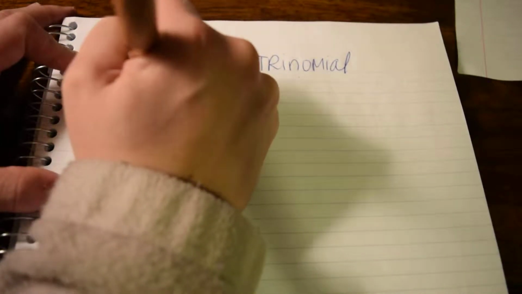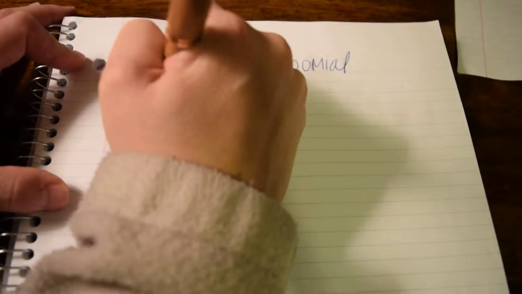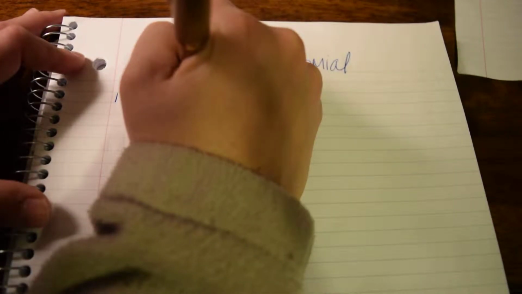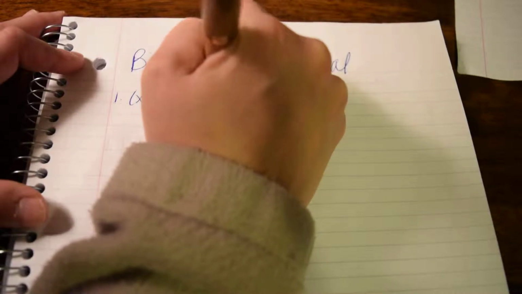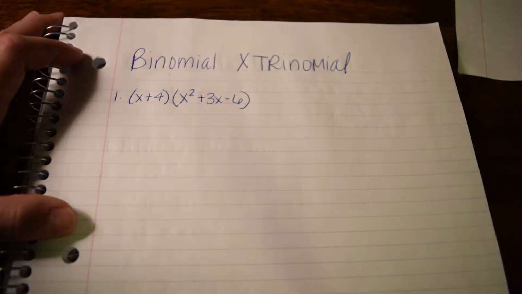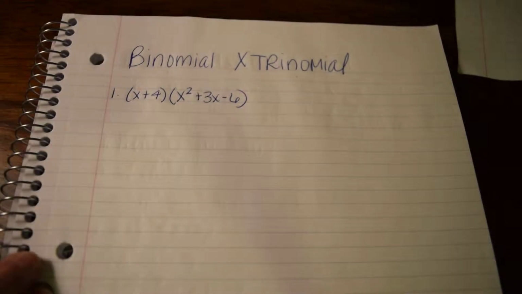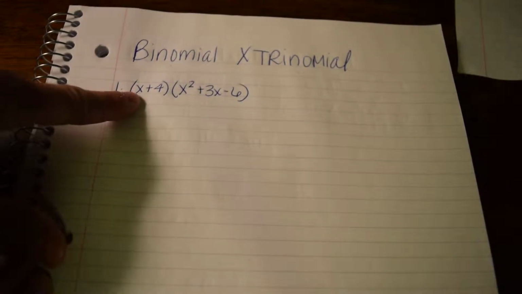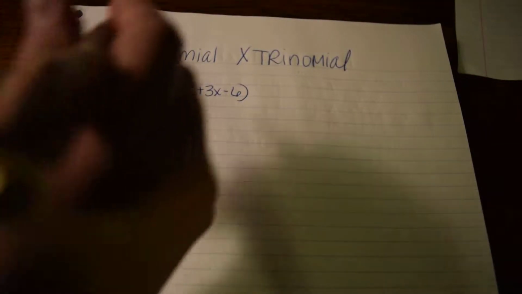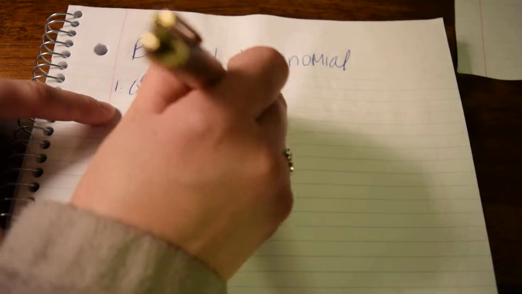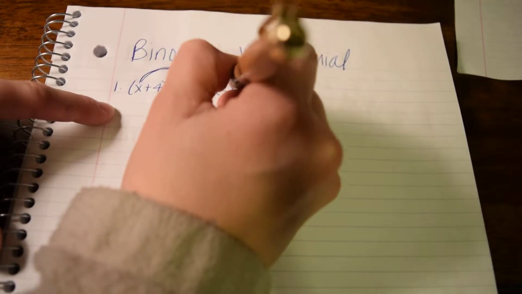Okay, number 1 says x plus 4, and then it says times x squared plus 3x minus 6. I'm just going to double check that I copied that right, and I did. Okay, so the first step is to take your first term in the binomial and you are going to distribute it to everything in the trinomial. And by distribute, I mean multiply.